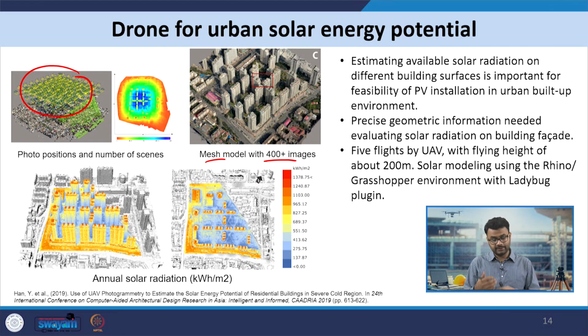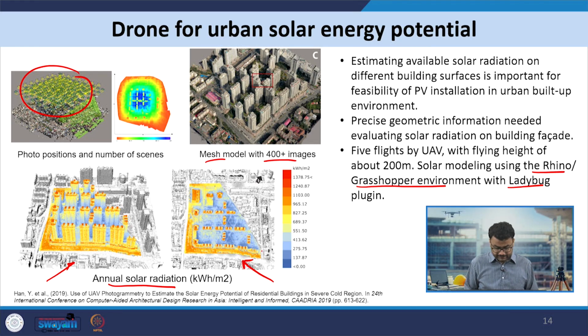Then once they had the mesh model of the urban area, solar modeling was done using Rhino Grasshopper software, which has a plugin called Ladybug. Using this plugin, they were able to simulate the solar radiation at different times of the day and on different days throughout the year. Then they found the annual solar radiation map as shown below.